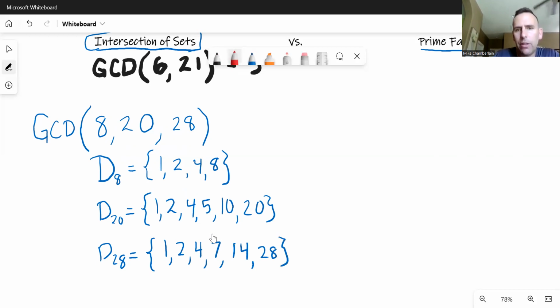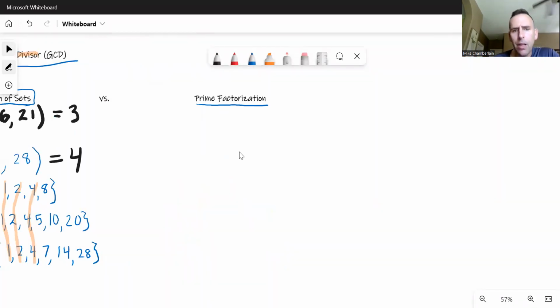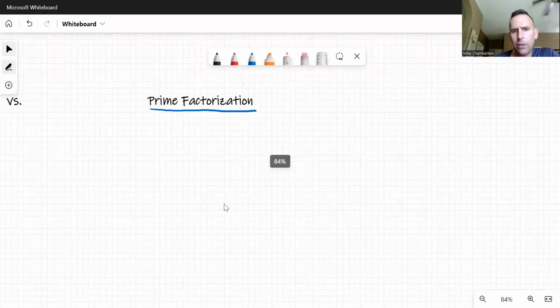Well, greatest common divisor. What are the divisors they have in common? Well, they all have a 1, they all have a 2, they all have a 4, and that's all that they all have, right? None of the other numbers necessarily is in each list. What is the greatest of all the ones that they have in common? What is the greatest common divisor? Well, it's the last one that I highlighted. It's 4. And that's intersection of sets. You basically are listing out all of the divisors and choosing the one that's the very largest that they all have in common. Let's look at a second method called prime factorization.